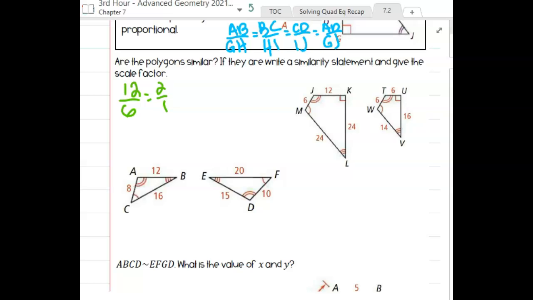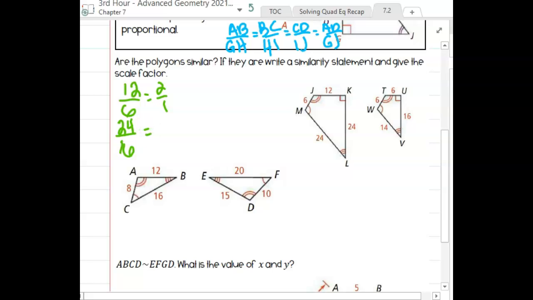So if I take maybe KL, which is 24, what side corresponds with KL? UV, which is 16. But if I reduce this, I get 3 halves, right? Divide out an 8. You get 3 halves, which is not the same. And if you go through all of these, you get 24 over 14, which gives you 12 over 7. And then you get, well, this one's 6 over 6, which is 1 to 1.